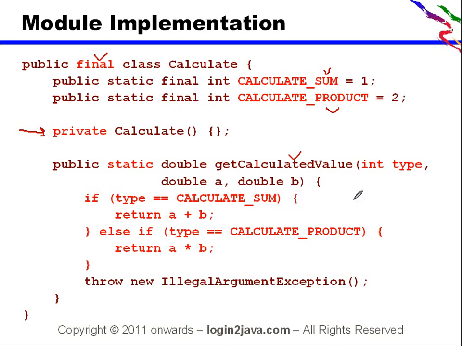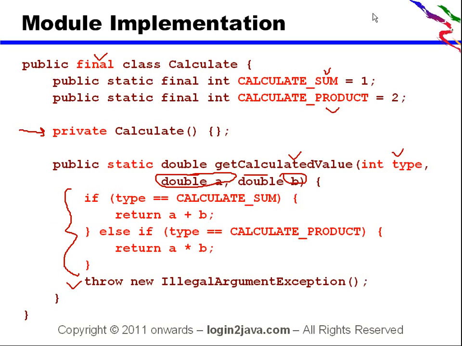Then this is your method getCalculatedValue, where you first pass the type of the calculation that you need to perform, and then the two values A and B. And here goes your code, where you check if the type of the calculation is sum, return A plus B. Otherwise, if it is product, you return A into B. Otherwise you can throw an IllegalArgumentException. So this is the simplest way of implementing.